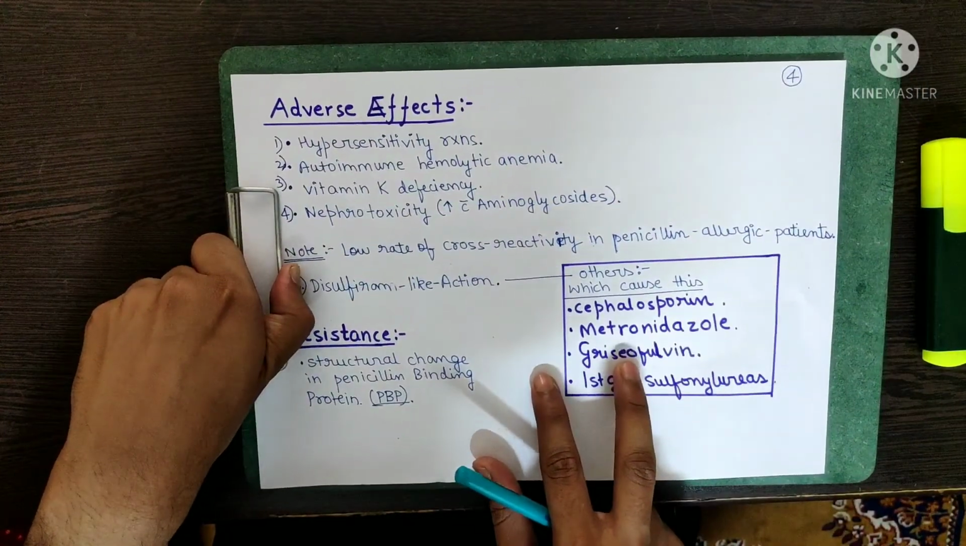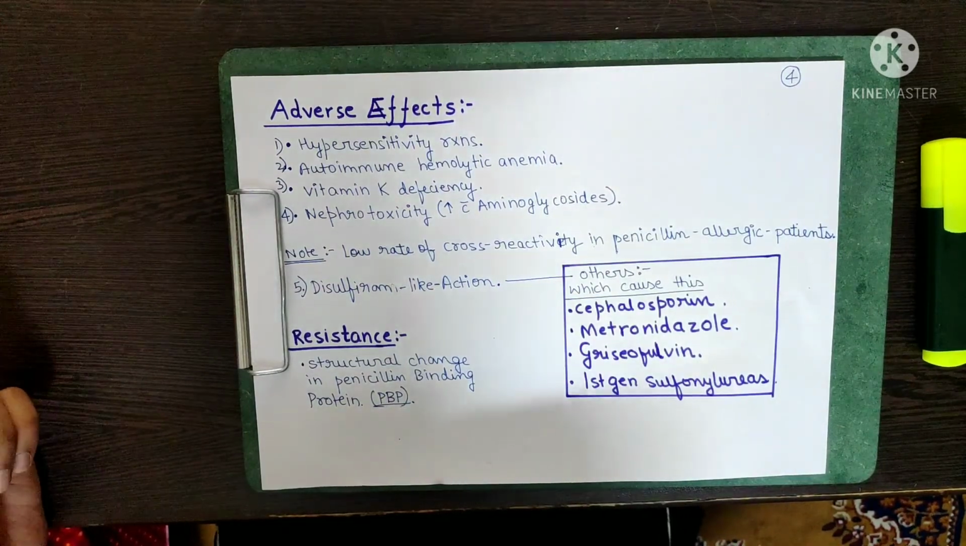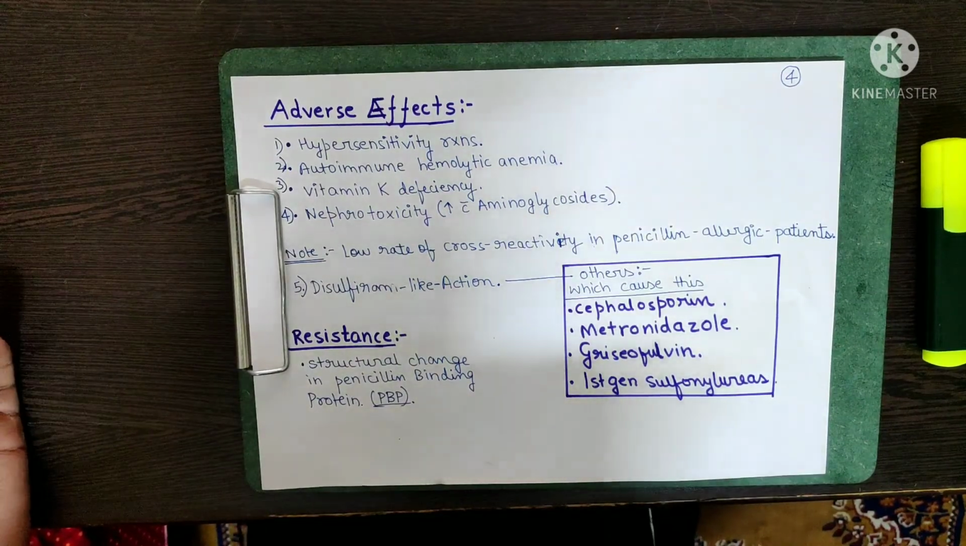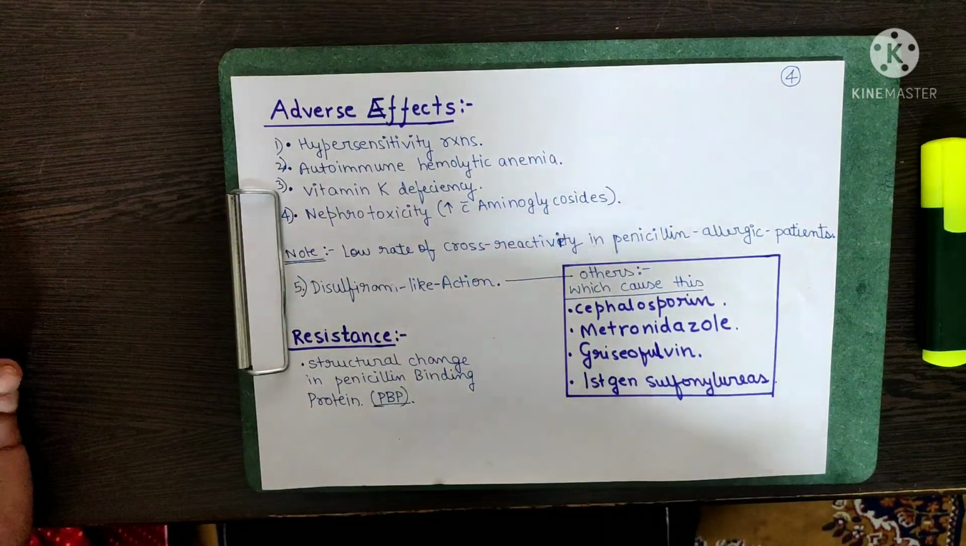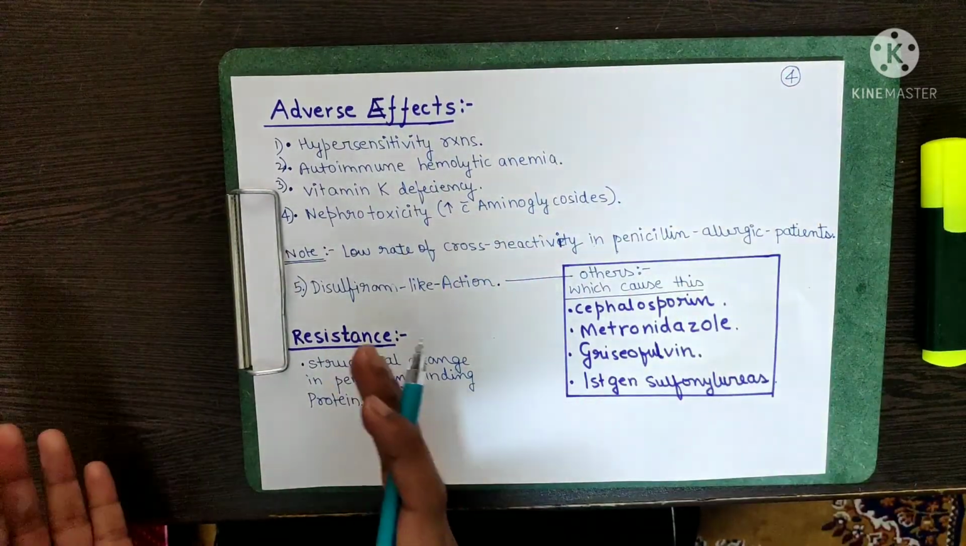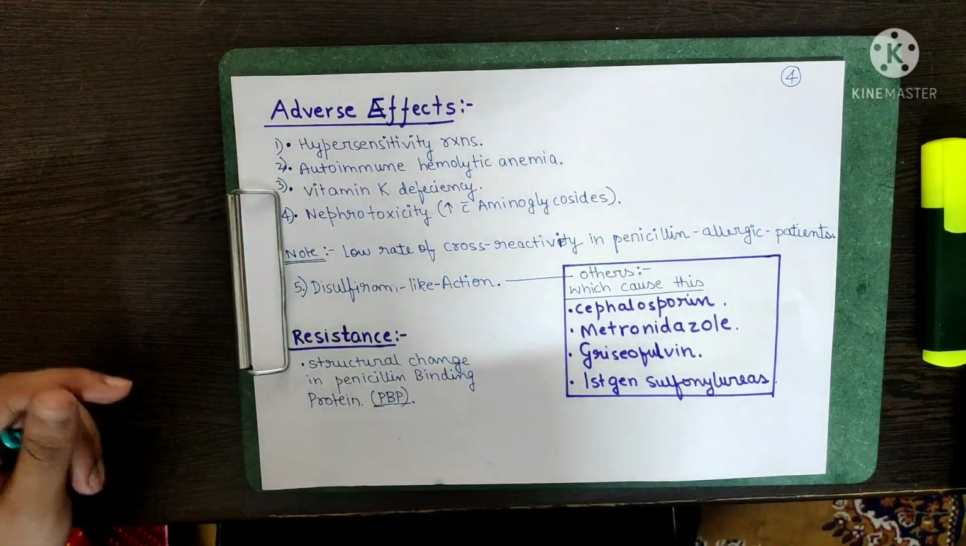Now coming to the next part, adverse effects. So what are the adverse effects? Of course, hypersensitivity reaction will be one of them. Another one is autoimmune hemolytic anemia. You have to remember this. Third is vitamin K deficiency. Fourth, nephrotoxicity, which is more prominent when you mix a cephalosporin with an aminoglycoside. When you combine these two drugs, the nephrotoxicity is more.